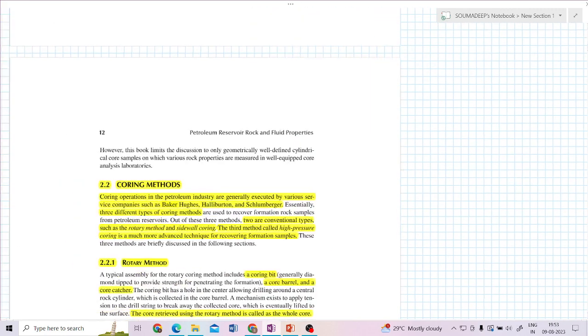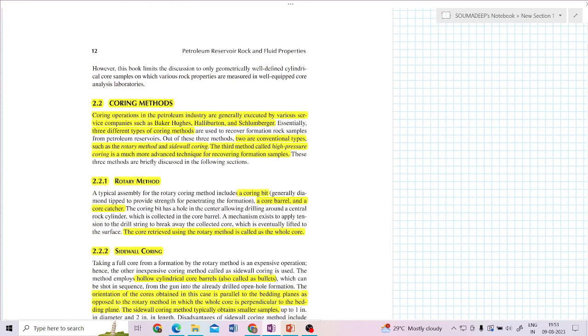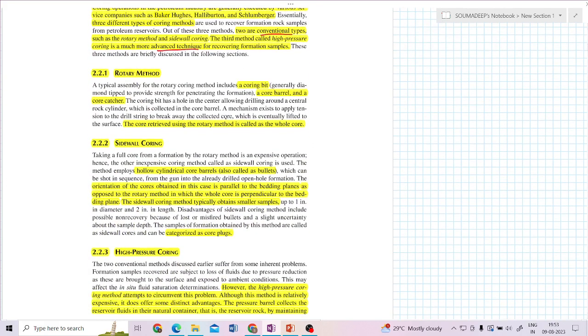Now coming to the methods, the three basic methods. Two of them are conventional methods, and one is an advanced technique. Coming to the first two conventional methods: rotary method and sidewall coring. First I will discuss the rotary method. So what is the rotary method? You can see what I have drawn here.